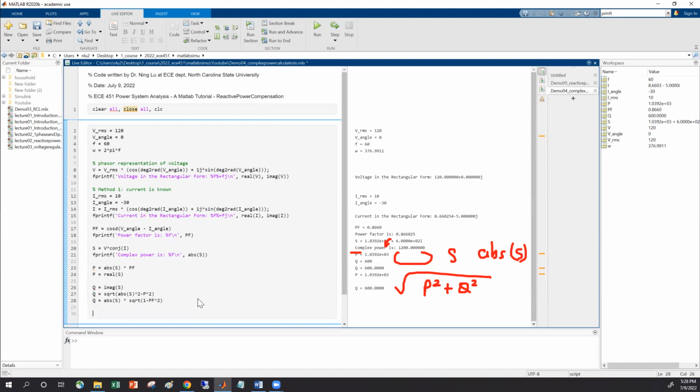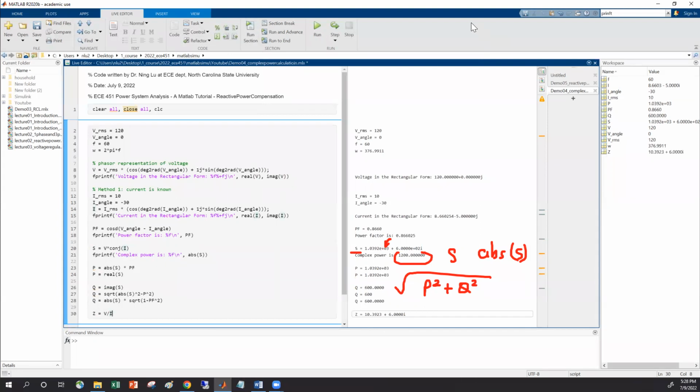The next thing that we are going to do is compute Z. So Z equals V divided by I. Okay, if I run that, you can see that, let me clear this up a little bit.